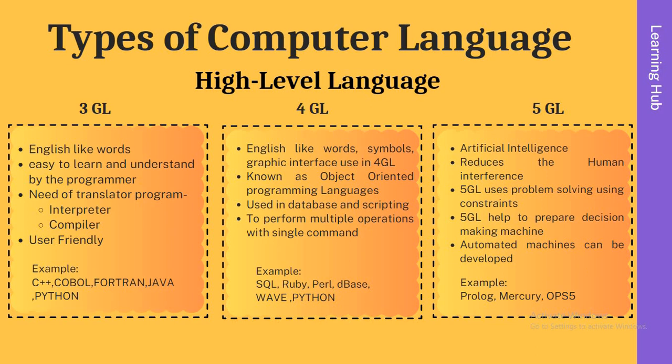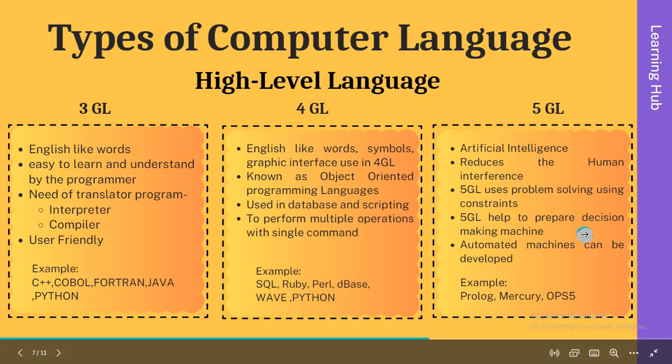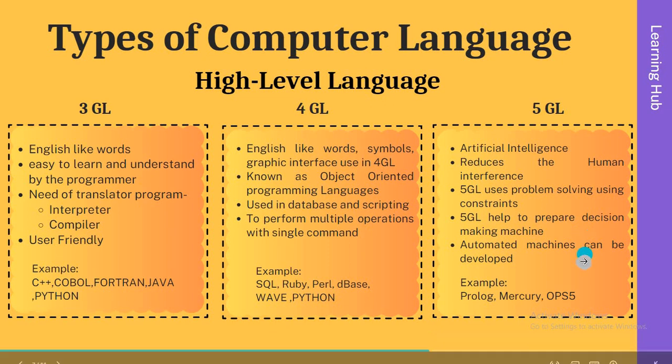Human being only command देगा. मशीन अपने आप ही काम कर लेगी. ह्यूमन बीइंग को काम करने की नीड नहीं है. ह्यूमन की इंटरफेरेंस की 5GL में डायरेक्टली रिमूव हो गई. 5GL helps to prepare decision making मशीन बना दी. ऑटोमेटेड मशीन डेवलप हो गई 5GL में.